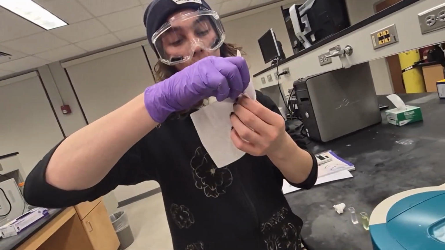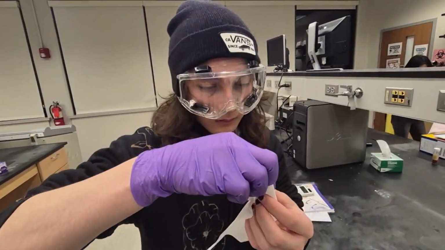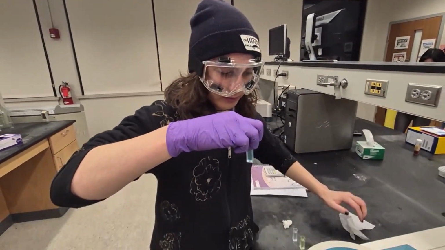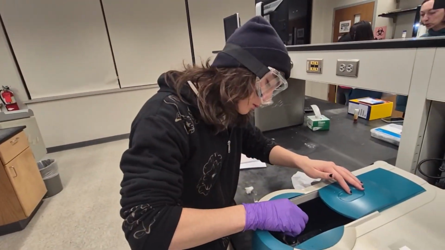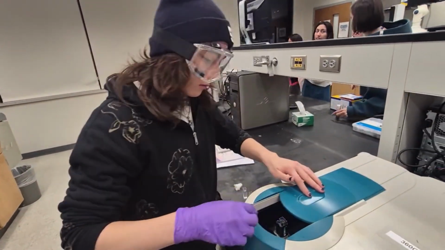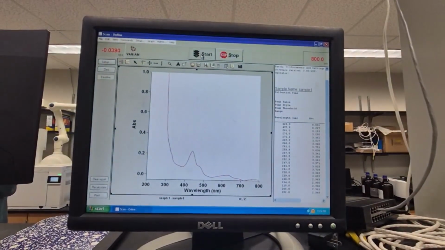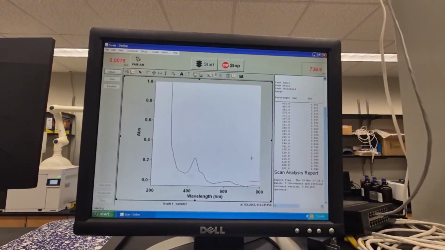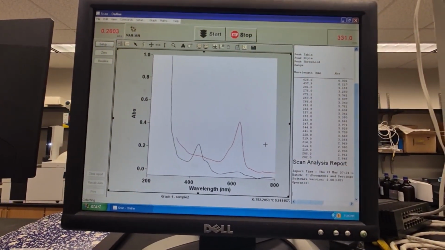Failing to zero the machine would affect the absorbance value by creating an overestimation of the absorbance value. It is because the spectrophotometer is not properly calibrated, resulting in the absorbance reading including the absorbance of the solvent and the cuvette, not just the solute.